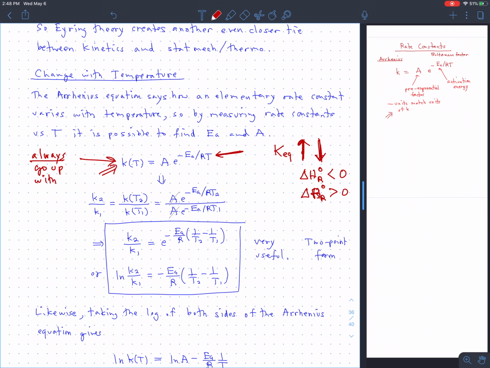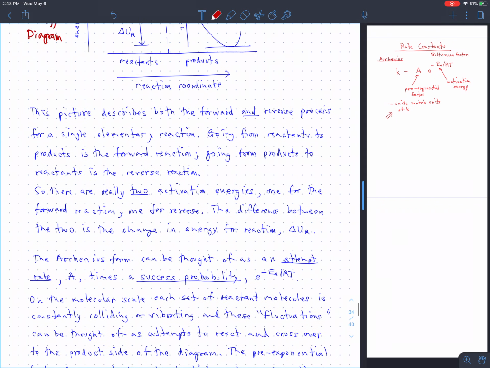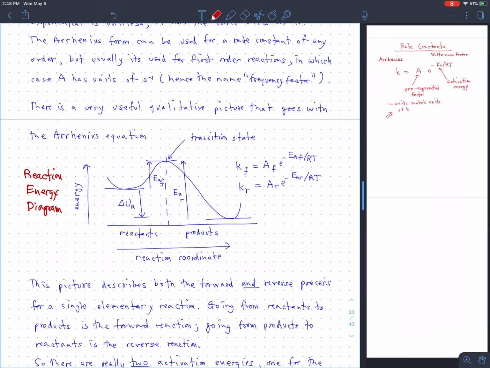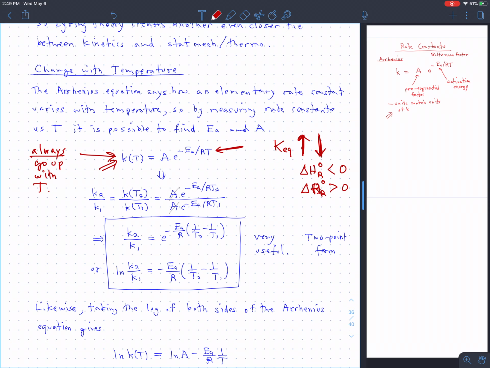And the reason is, you can see from the reaction energy diagram picture up here, it's because when you're raising the temperature, you're raising the probability of having enough energy. You're raising the amount of thermal energy available, and therefore you're raising the probability of having enough energy to cross the barrier. And so you always are raising the rate constant when you raise the temperature, and that effect is accounted for by the exponential factor in the Arrhenius theory.